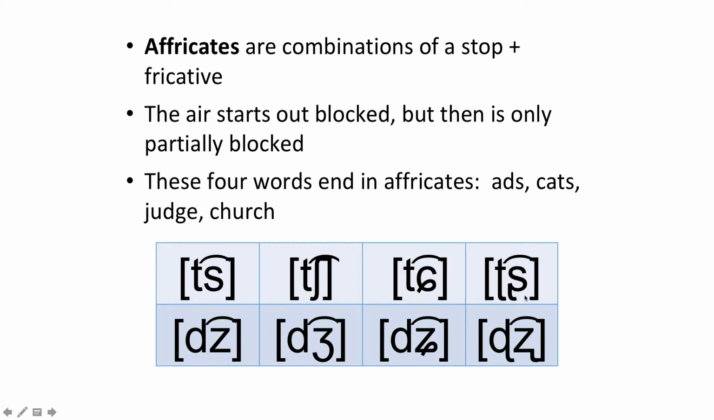These are retroflex affricates, which also exist in Chinese. This would be ch in the pinyin, and zh in the pinyin. The tip of the tongue is curled back. That's what this sort of extra curling indicates, that the tongue tip is curled back.